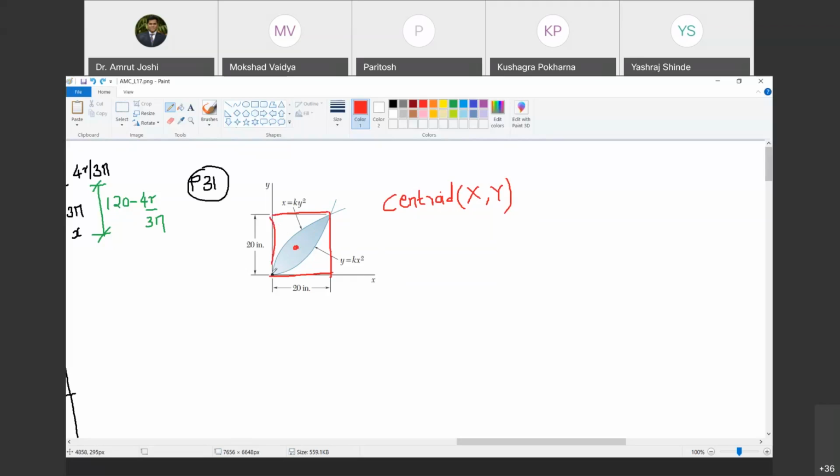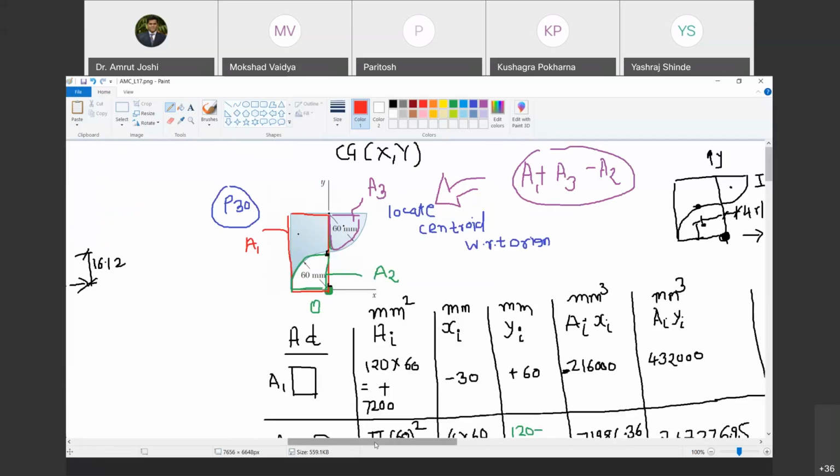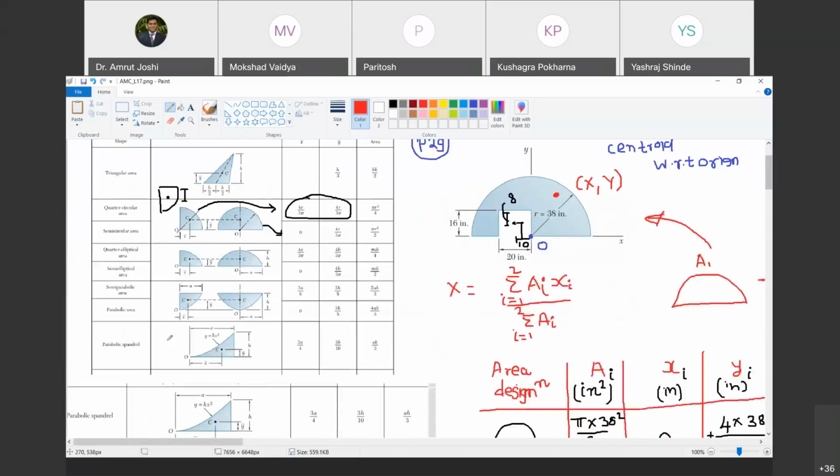So one of the ways is a rectangle, and then corresponding to these two parabolas, we are going to subtract. Are you with me? Yes, sir. That is one of the ways. So do we have the centroids for this?